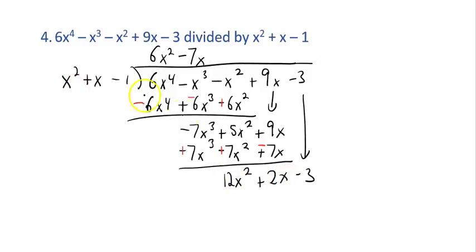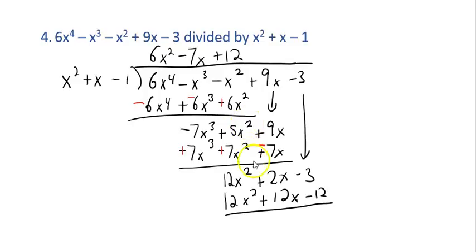So what do I multiply by x squared to get 12x squared? And that would just be a 12. So 12 times x squared would be 12x squared. 12 times x would be 12x. And 12 times negative 1 is negative 12.